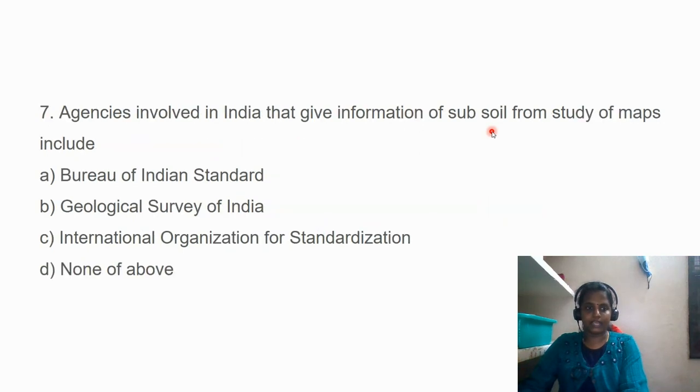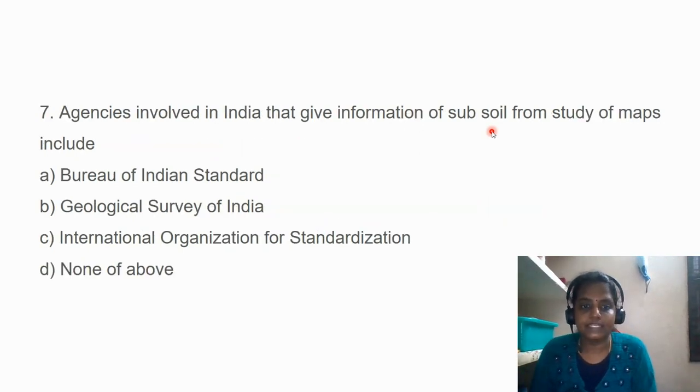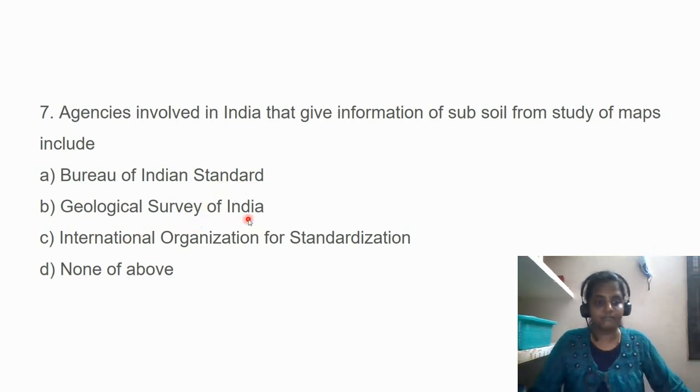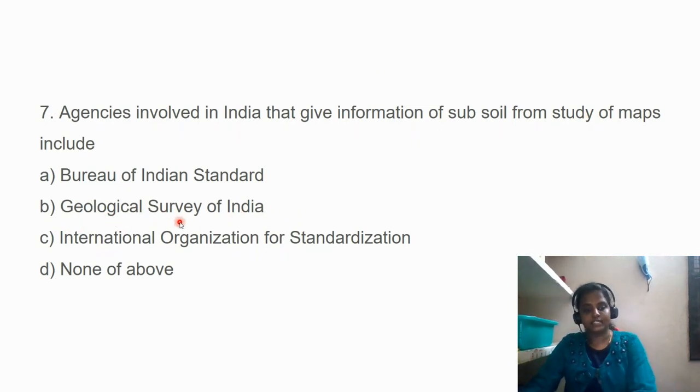Okay, agencies involved in India that give information of subsoil from study of maps: BIS, Bureau of Indian Standards; Geological Survey of India; and the International Organization for Standardization. So it is the study of maps. Maps are prepared by the Geological Survey of India. It's an easy thing. They give you maps on type of rock, type of soil, type of mineral, everything.